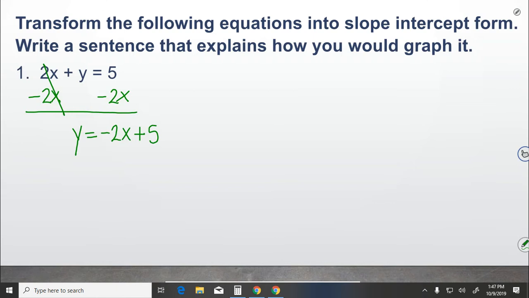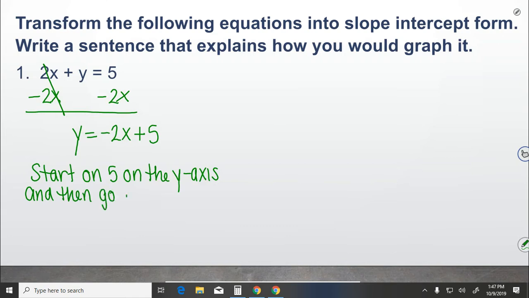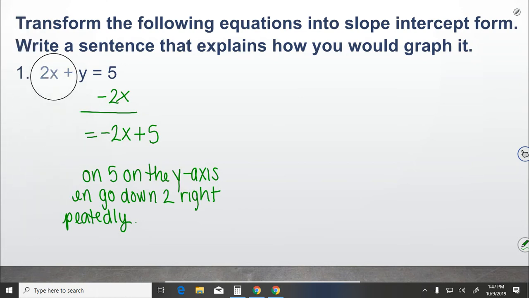So we're going to explain how to graph it. We'd start on 5 on the y-axis, and then go down 2, because it's negative, right 1 repeatedly. So just making sure you have that in your brain, how you would then plot that equation if you were given a coordinate plane, which we're going to be getting into. All right, let's take a look at the second example.